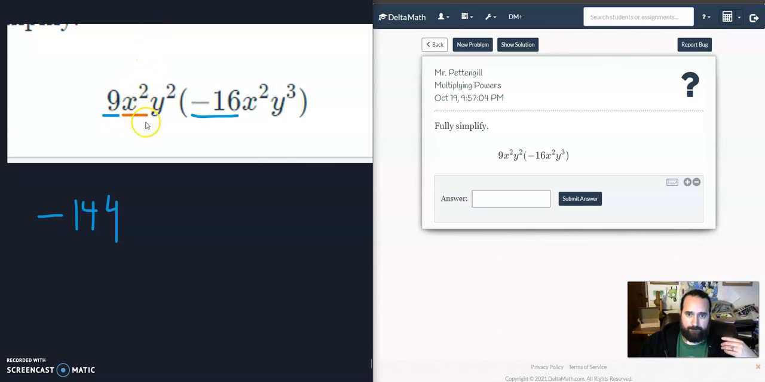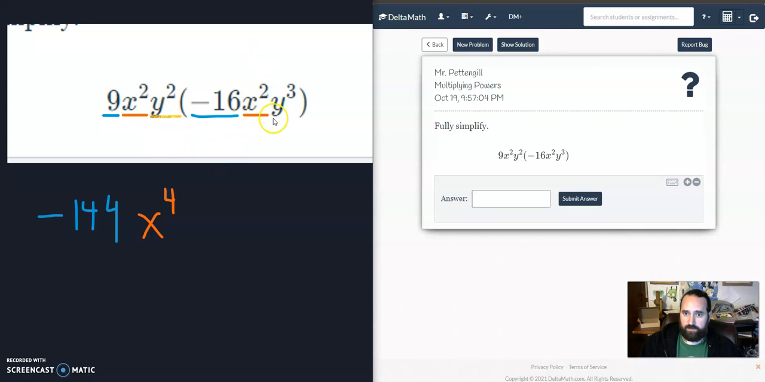X squared. There's an x squared in here. These things are like x squared times x squared. We're going to still have our base of x. We don't change that. And we have, oops, not a squared. 2 plus 2, it's going to be a 4. Boop, 4. Next one up.